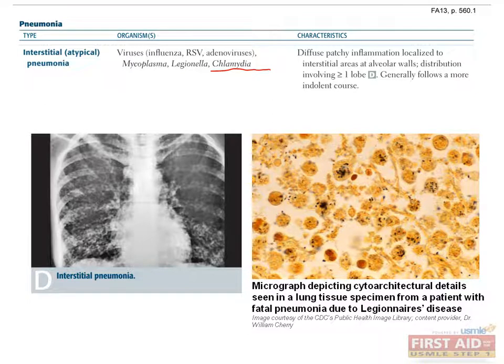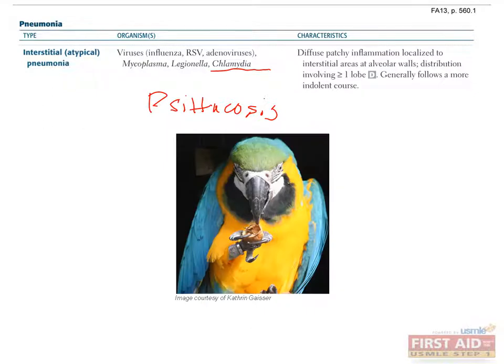But what if I told you that a patient working at a pet store comes to you with signs of atypical pneumonia? Well, you would probably think of psittacosis, caused by Chlamydophila psittaci. Psittacosis is also known as parrot fever, secondary to transmission from pet birds like parrots, parakeets, and cockatiels.